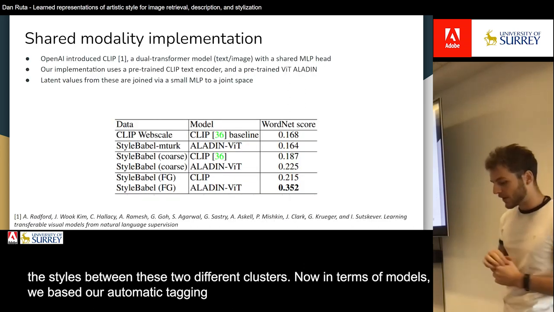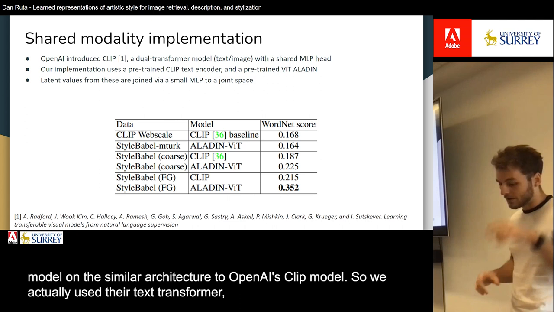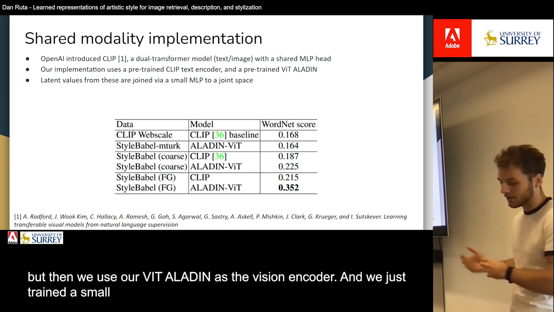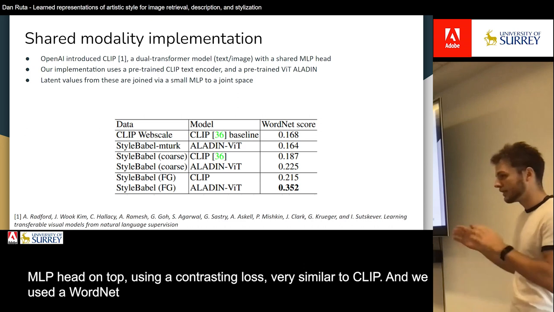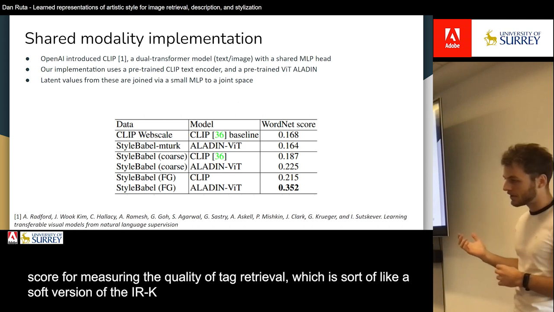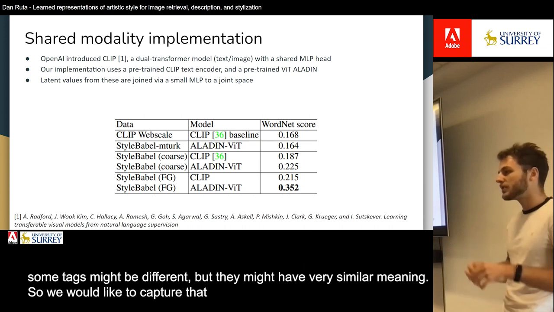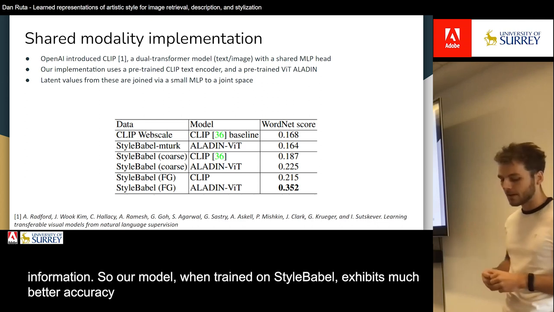Now, in terms of models, we based our automatic tagging model on a similar architecture to OpenAI's CLIP model. So we actually use their text transformer, but then we use our ViT ALADIN as the vision encoder. And we just train a small NLP head on top using the contrastive loss, very similar to CLIP. And we used a WordNet score for measuring the quality of tag retrieval, which is sort of like a soft version of the IR@K metric, where we use the WordNet distance instead of averaging over binary scores, because some words might be different, but they might have very similar meaning. So we would want to capture that information.